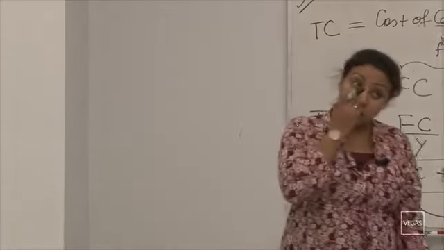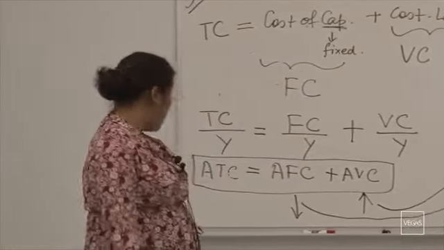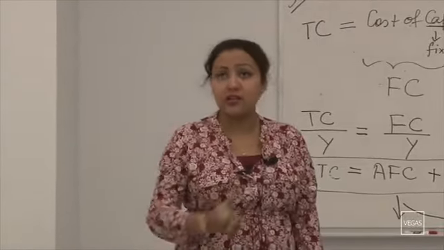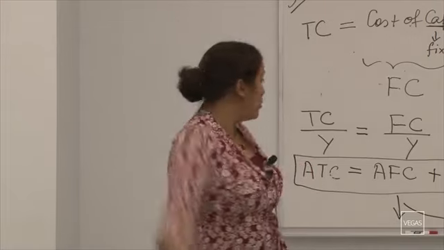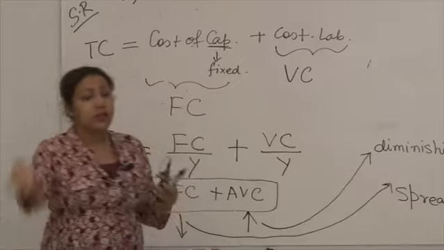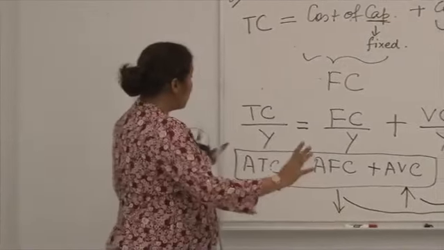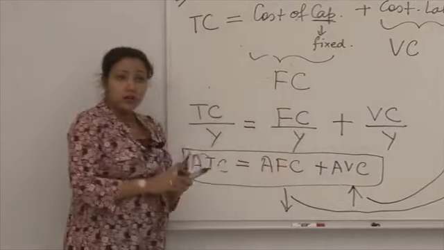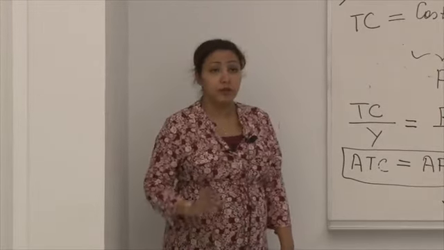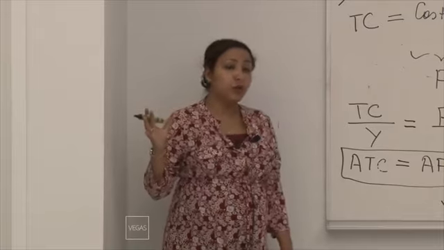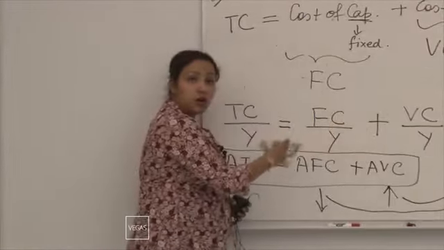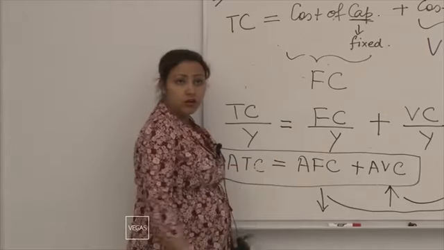So how can you draw the picture? If I had to draw a picture for the ATC, I cannot say that the ATC is upward sloping, because it would be upward sloping only if I consider that part. Similarly, I cannot say that the ATC is downward sloping, because it would be downward sloping only if I considered this part. So it has to be a combination of the two. It has to be downward sloping for some parts and upward sloping for other parts, depending on which pull is stronger, correct?